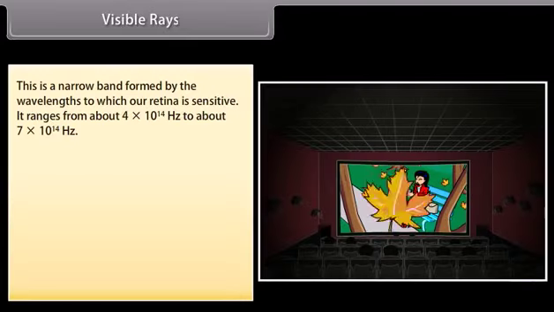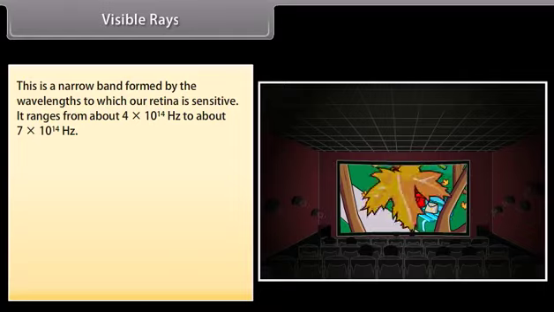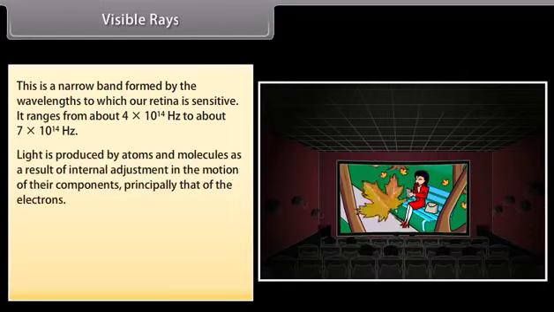Visible rays. This is a narrow band formed by the wavelengths to which our retina is sensitive. It ranges from about 4 × 10^14 Hz to about 7 × 10^14 Hz. Light is produced by atoms and molecules as a result of internal adjustment in the motion of their components, principally that of electrons.